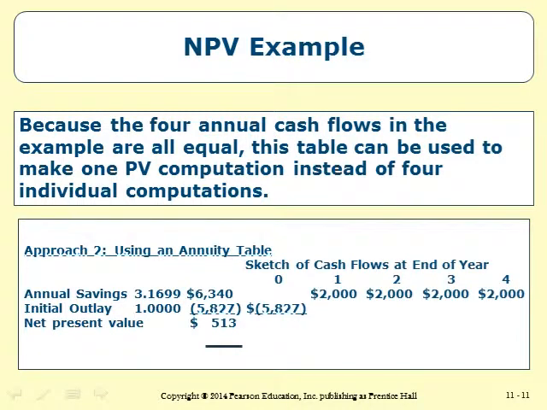So they constitute an annuity, and we can use a present value interest factor of an annuity, which we can again pull from the table. And you can see when we apply that to the $2,000, we get $6,340, which is exactly what we got in our earlier approach. We take the same difference between that and our initial outlay to come to the same present value amount of $513, and we accept this alternative because it's positive net present value.